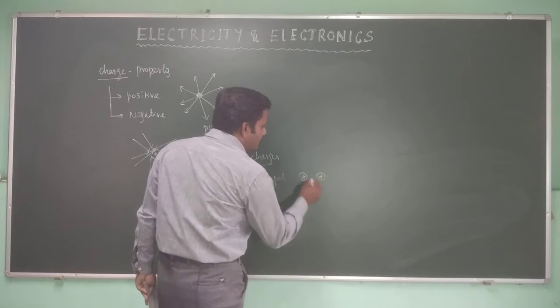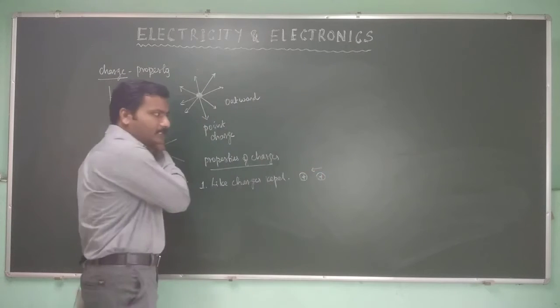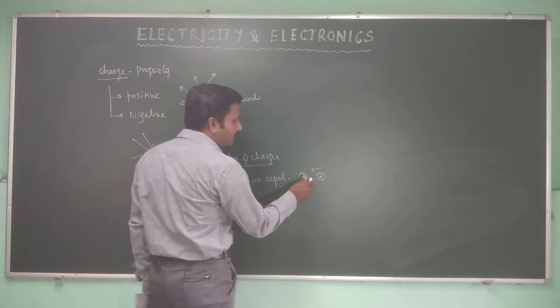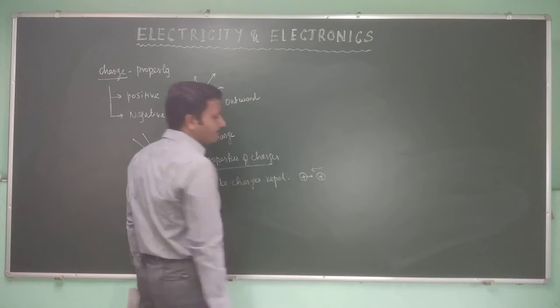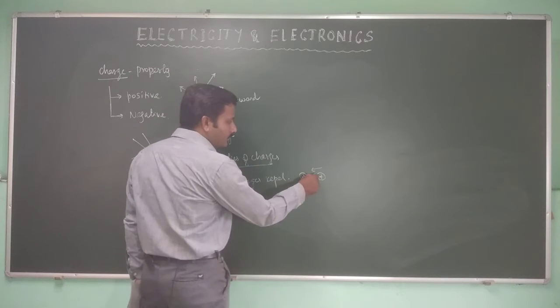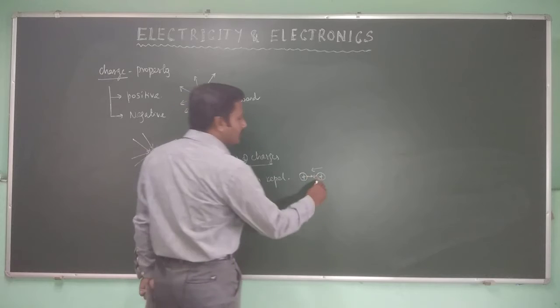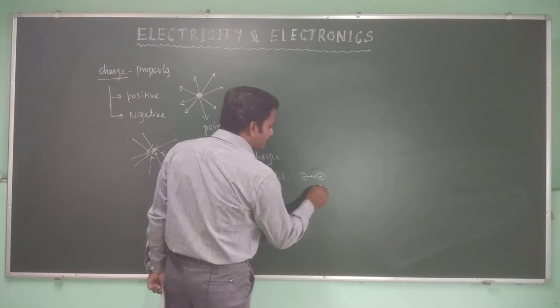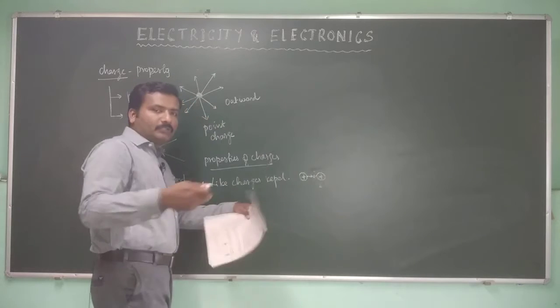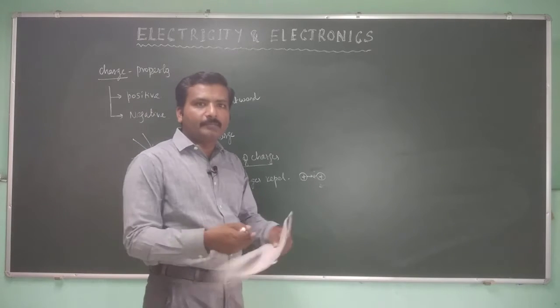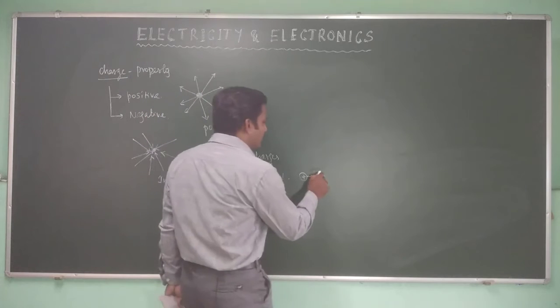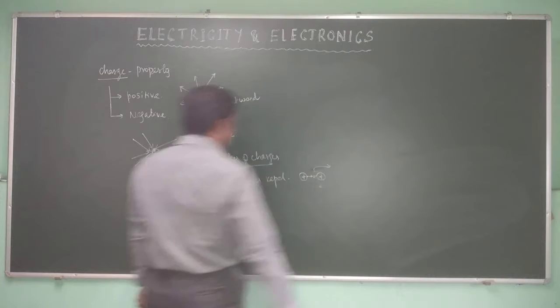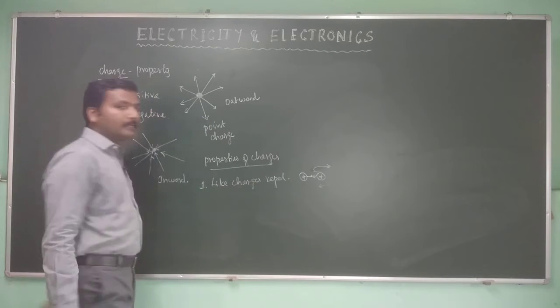In that way, if you bring another positive charge close to a positive charge which is already present here, what will happen? This exerts an outward force. This will also exert an outward force, so it will be repelled out. When it comes towards this, both cannot attract each other, both cannot mingle with each other, rather it will go away. That is, like charges repel.